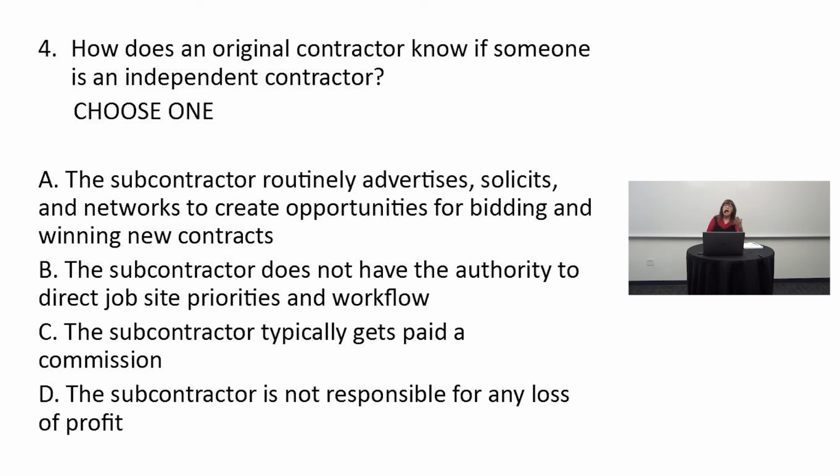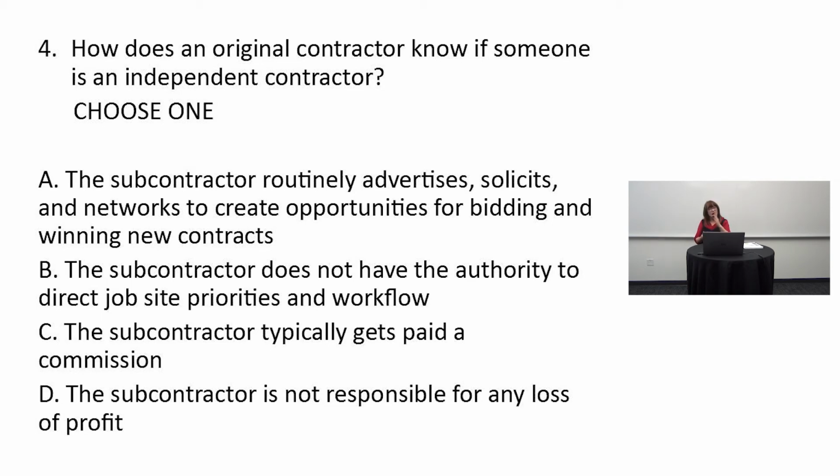Number 4, how does an original contractor know if someone is an independent contractor? A, the subcontractor routinely advertises, solicits, and networks to create opportunities for bidding and winning new contracts. B, the subcontractor does not have the authority to direct job site priorities and workflow. C, the subcontractor typically gets paid a commission. D, the subcontractor is not responsible for any loss of profit.